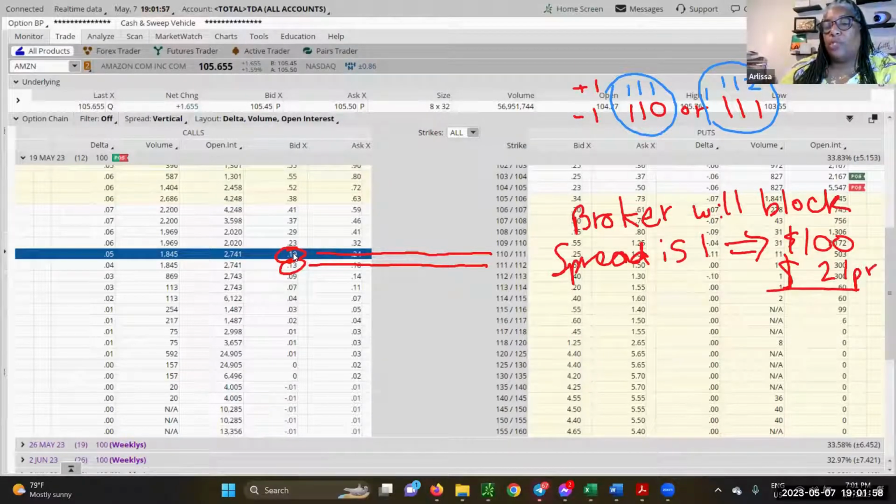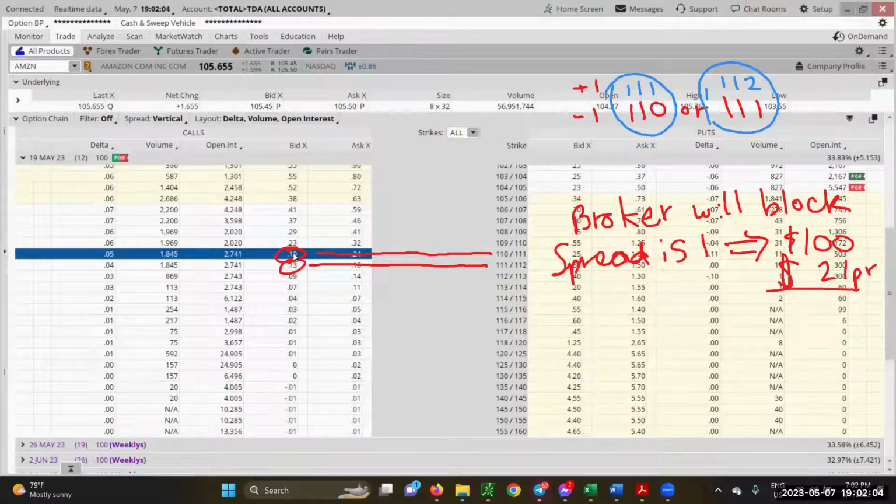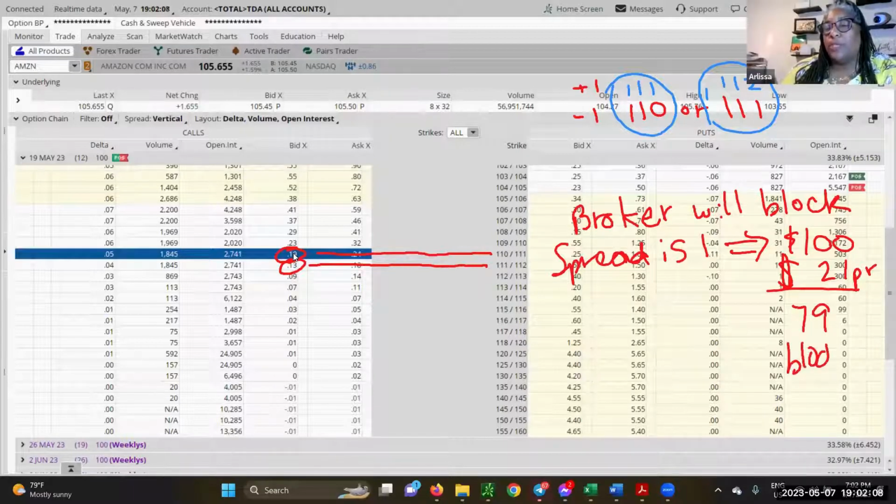So how much money is your broker going to block of your buying power? $79. $79 is going to be blocked. So this trade with Amazon for 2 weeks, potentially, it expires in 2 weeks, you may close it early, is going to require $79 of collateral while this trade is going.